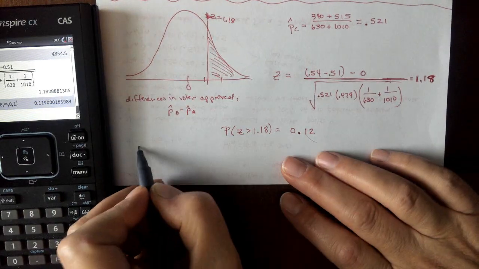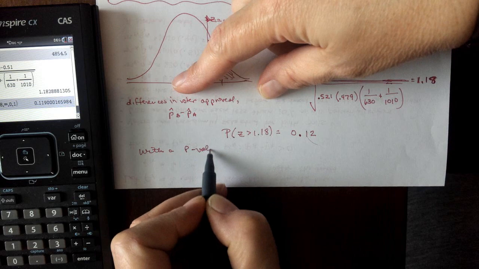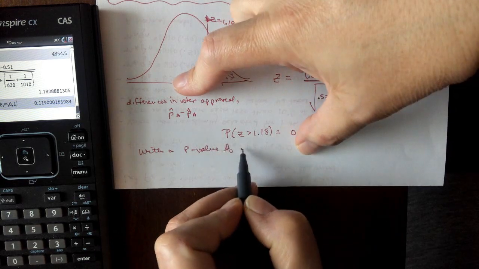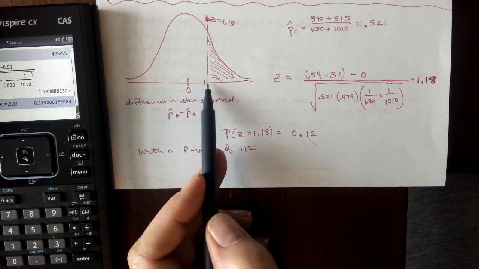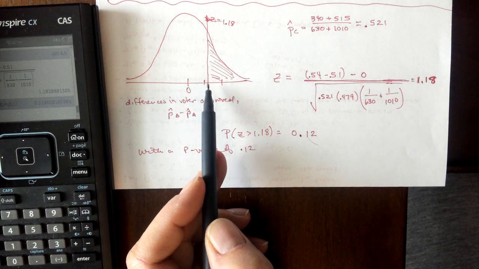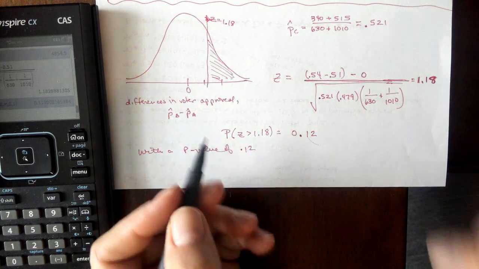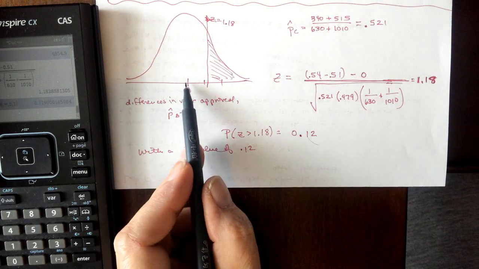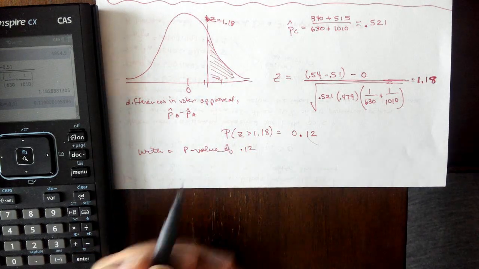So, with a p-value of 0.12, that is not a very unusual difference. It's just very little above the first standard deviation above the mean. That is not unusually high. So we are not going to reject. We don't have evidence against a difference of 0 that's substantial, that's significant.